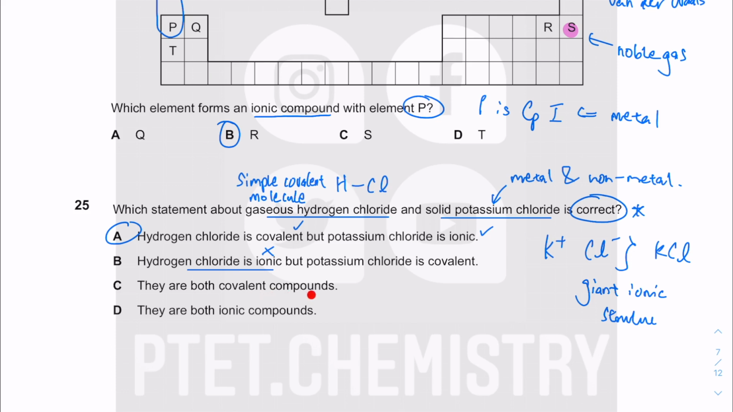They are both covalent compounds? Clearly not. They are both ionic compounds? Clearly not. All right.